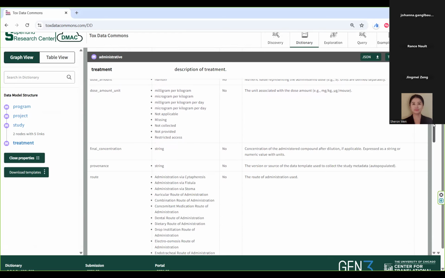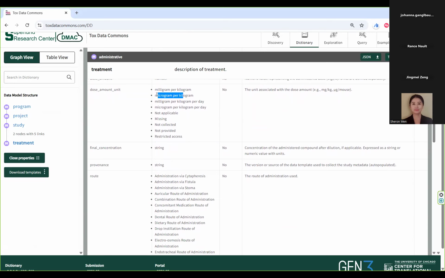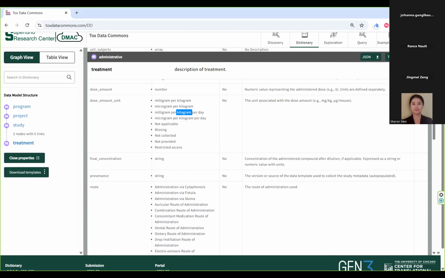If there's a typo here, if you put just UG, right, for microgram, it'll tell you, no, you can't do this. We want one of these options. And that helps us make sure that everyone's working with the exact same thing. This is mapped to ontologies for units, so that anyone can look up what this means specifically. So that's a small overview of that.